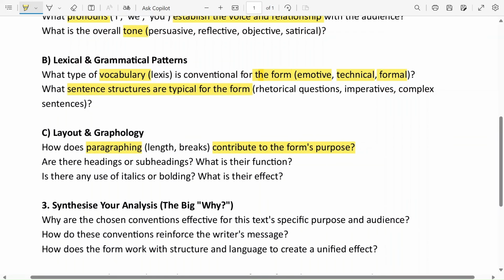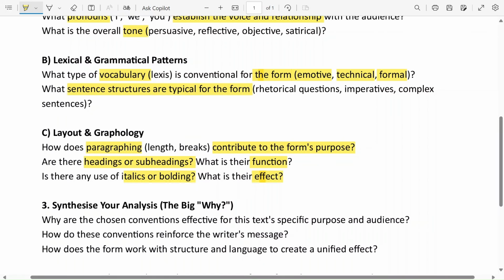If there are headlines and subheadings, how do they function? Do they use, for example, puns, alliteration, or direct questions to fit the genre? And finally, you can look at typographical features like italics or bolding. These can be used for emphasis, in titles, and to indicate reported spoken words.